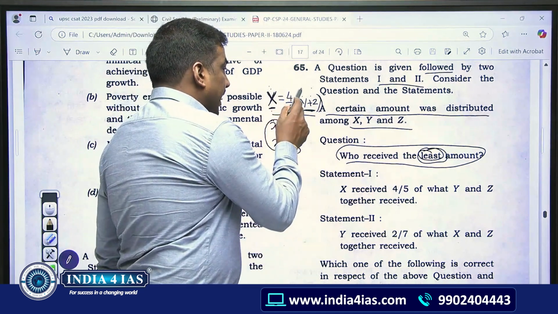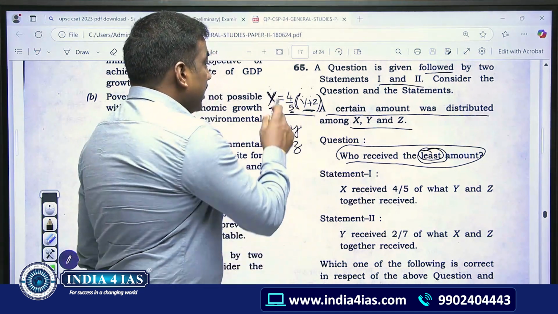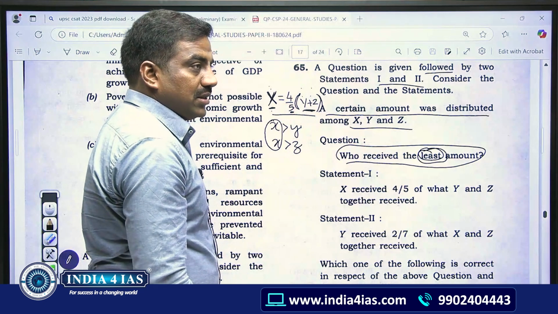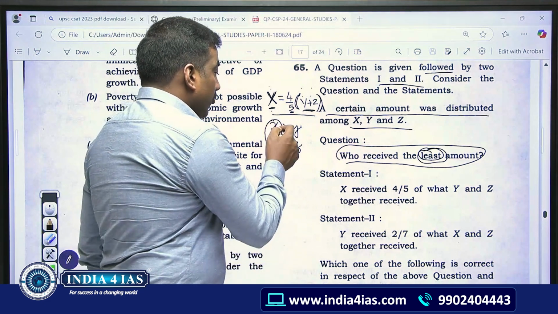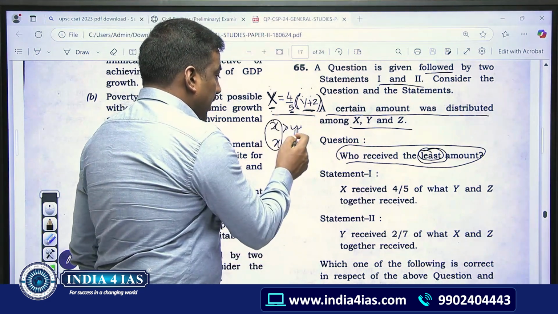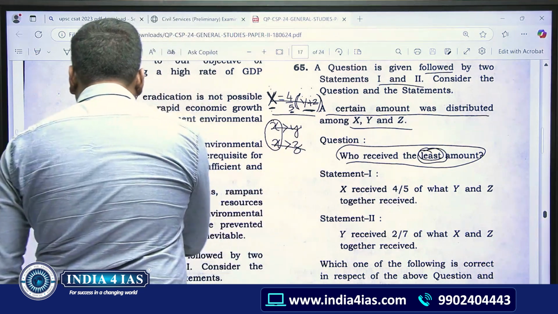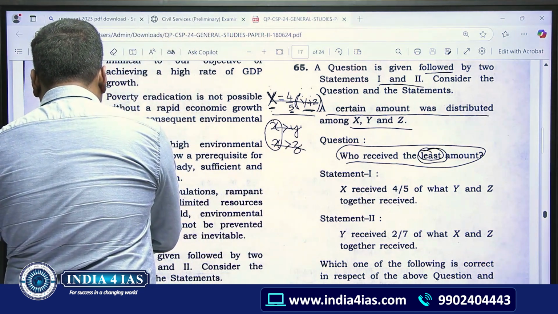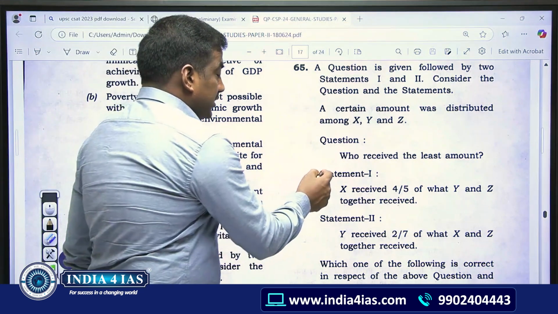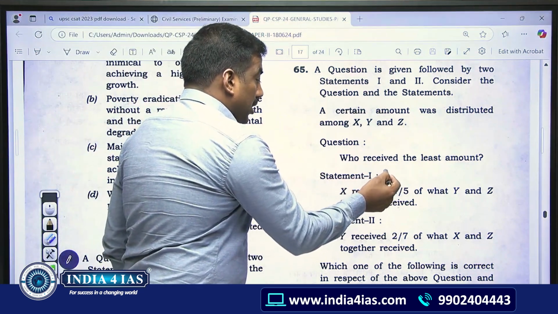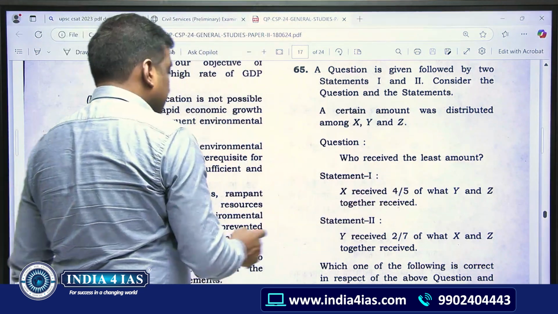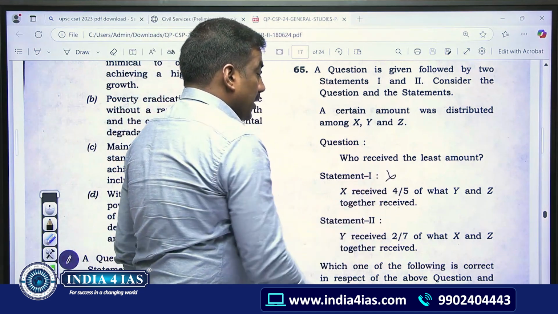And the relation between X and Y also you cannot ascertain. X and Z also you cannot ascertain. So here we cannot conclude anything with this particular thing. So from statement 1 alone, we cannot conclude anything. Statement 1 alone, we cannot get the answer.